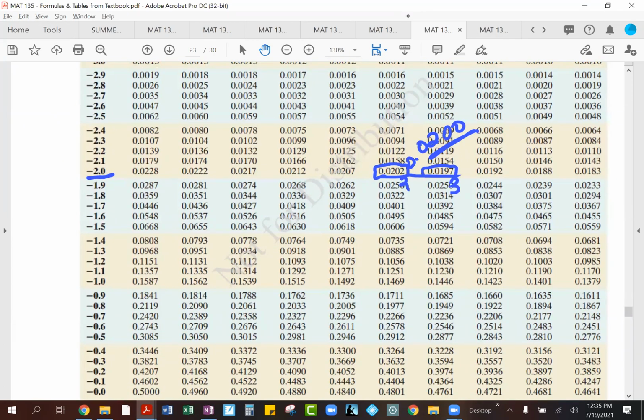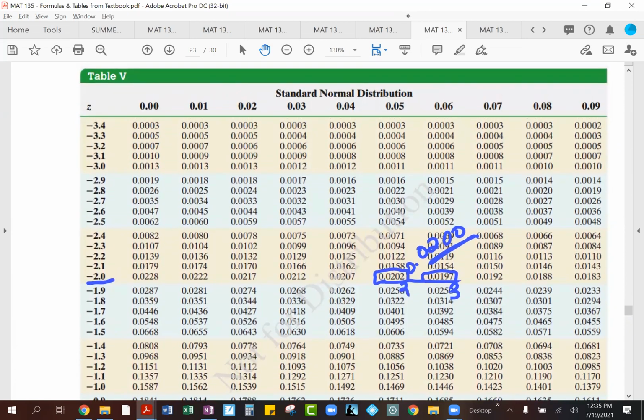So that's going to be the negative 2.05 when you combine the horizontal and the vertical columns together. And again, remember, drop the negative sign. We're really not interested in the negative sign. So that's going to be 2.05 as our z-score.